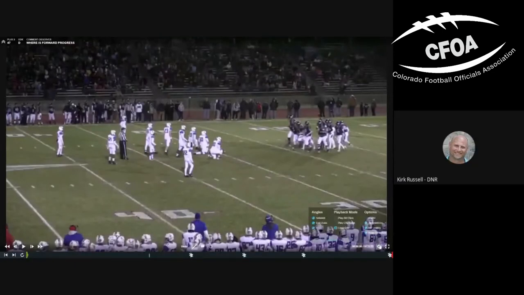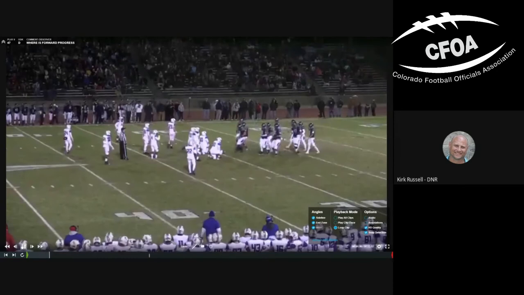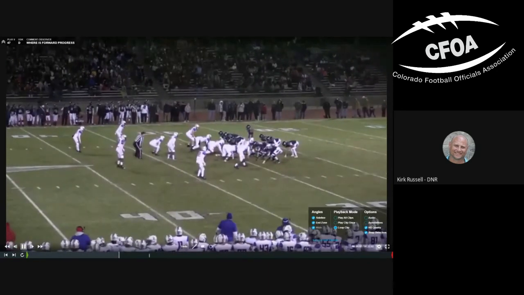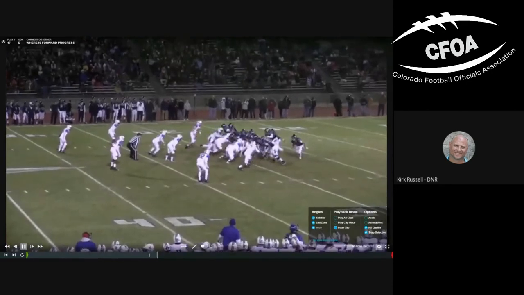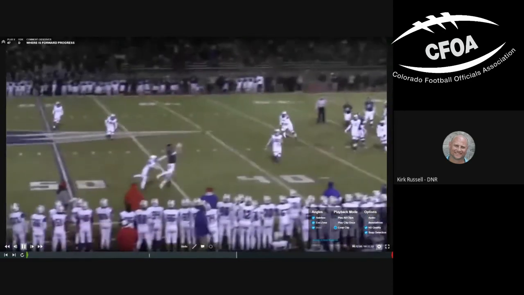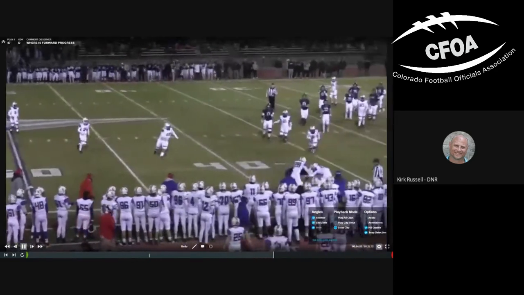But the spot was left far short of where it should have been. Let me turn off these annotations and let it run. So we're keeping an eye on the far official and the actual line to gain, or the actual forward progress spot here. Catch at about the 46.